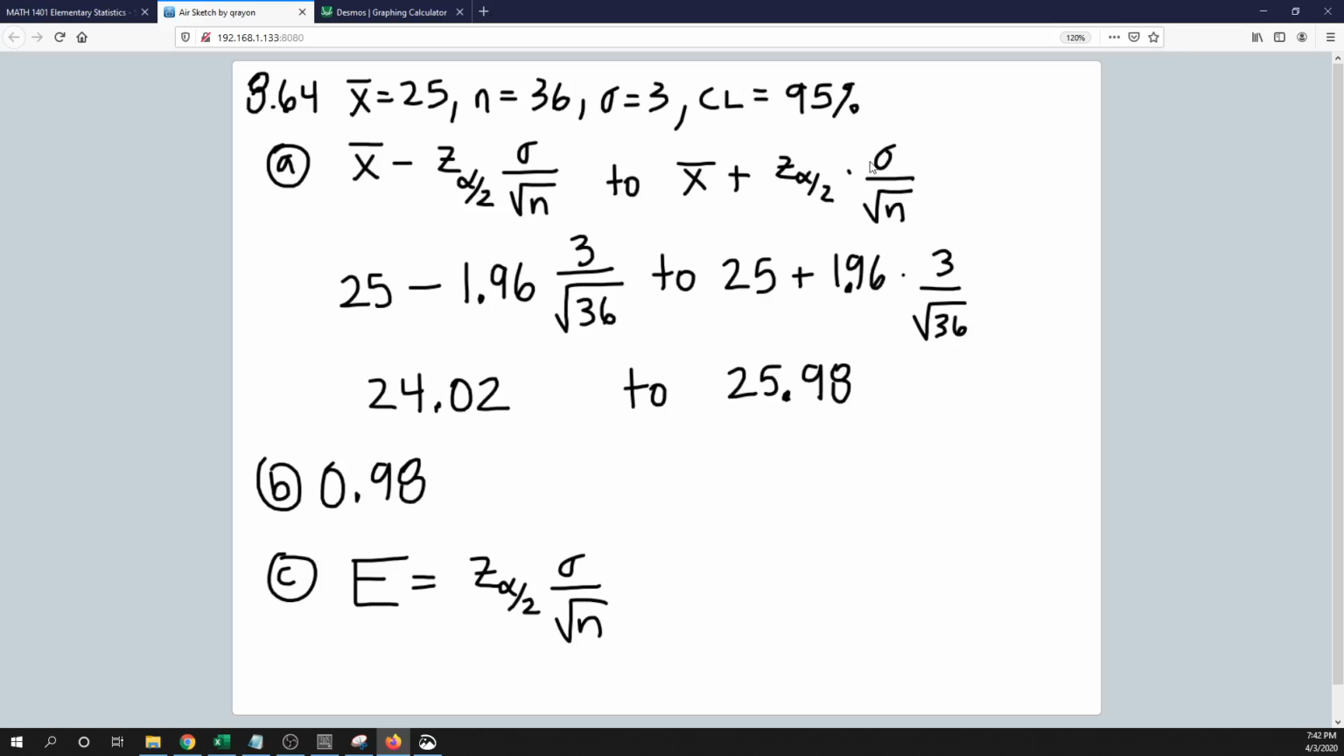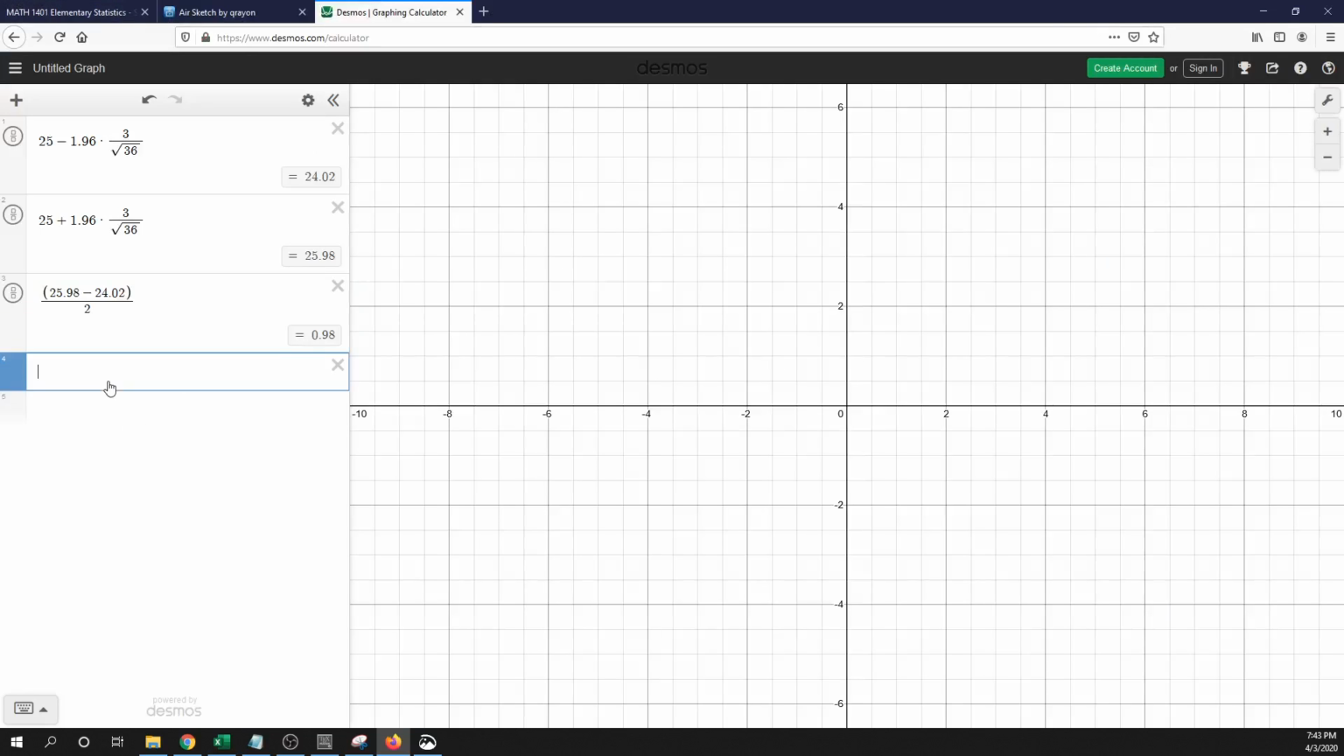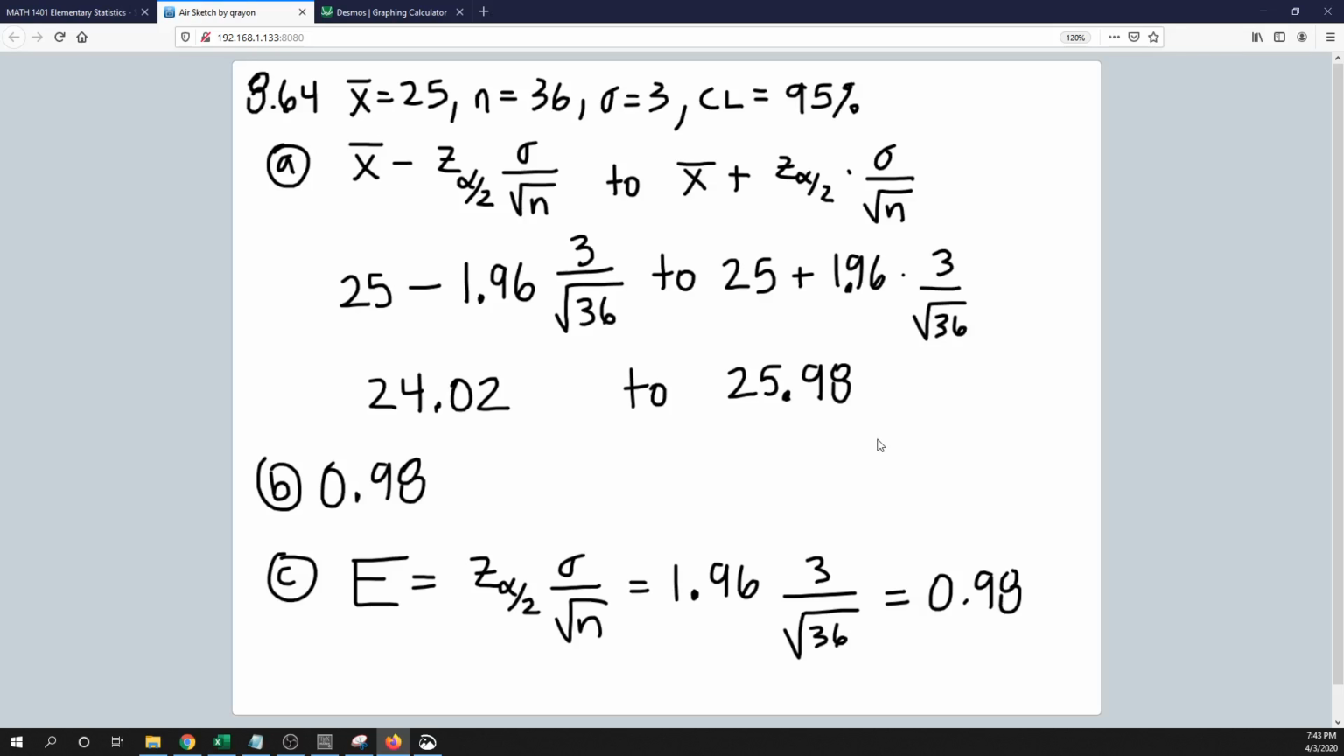All right, and so we know all those values. Z of alpha over 2 for this problem is 1.96. Sigma for this problem is 3, and the sample size is square root 36. And so just calculate that out. You can see it's just this part right here. You can see we get 0.98, right? Just like we should have here, right? Okay, and that's it for this problem.